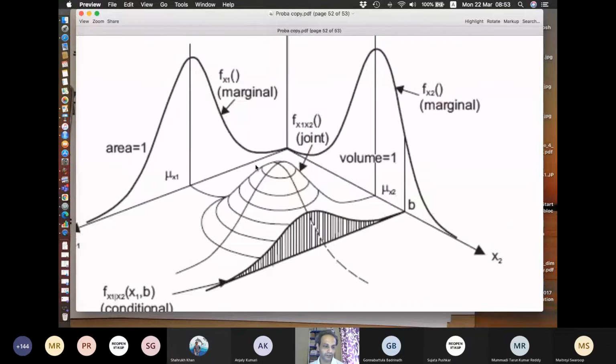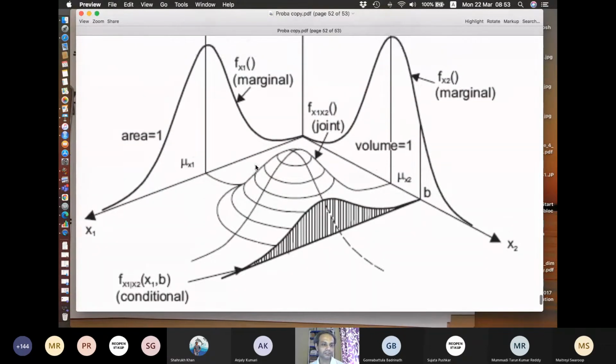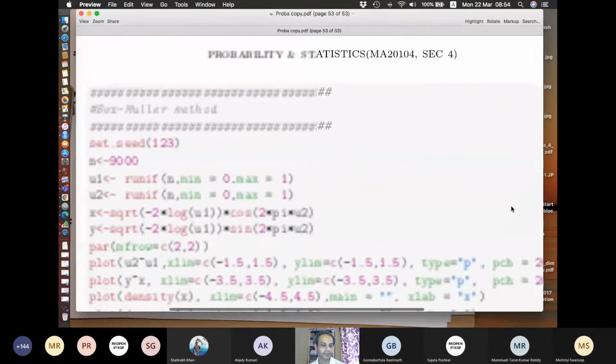Now here is also another diagram. Okay, so the last few diagrams I have copied from the internet, and you can also get more diagrams from the internet itself. So here, you can see that this is the conditional density of x1 given x2 in this way, and here also this is mu1 for x1 and this is the marginal density for x2. I think that's it.